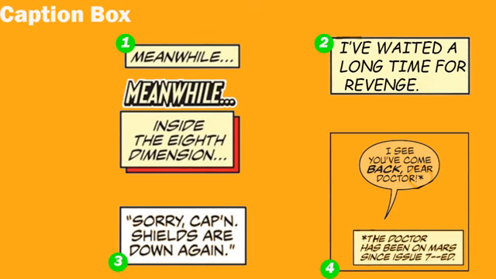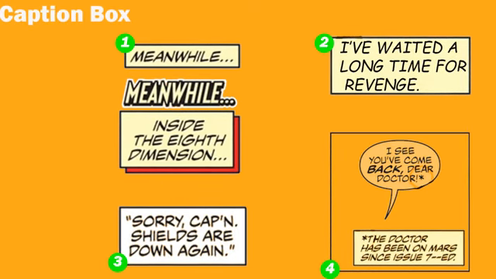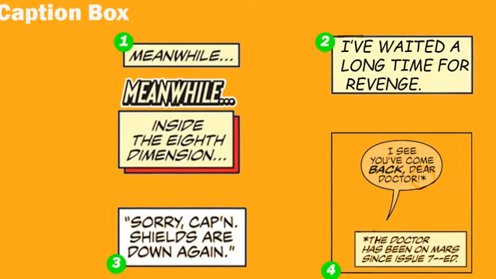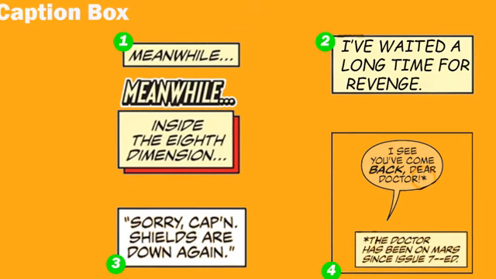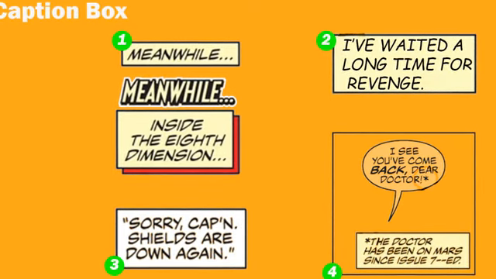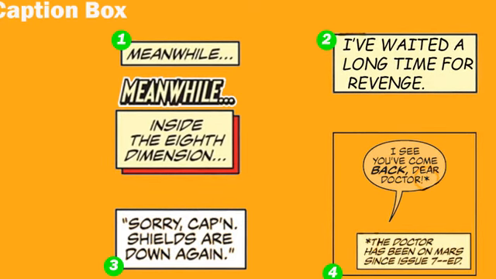The second type of caption is the internal monologue, which largely replaces the thought balloons, and they're often in italics. Thirdly, spoken captions are used to give the speech of a character who's not in the panel, and they're usually given in quotation marks. The last sort of caption is the editorial caption. This is where the writer or narrator gives their opinion or more information about what is happening. Here we see them referring to a previous edition of the comic.